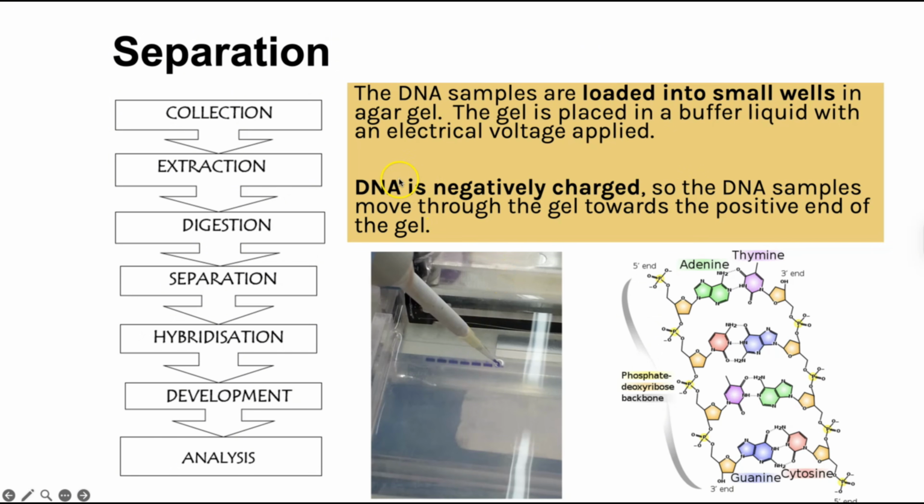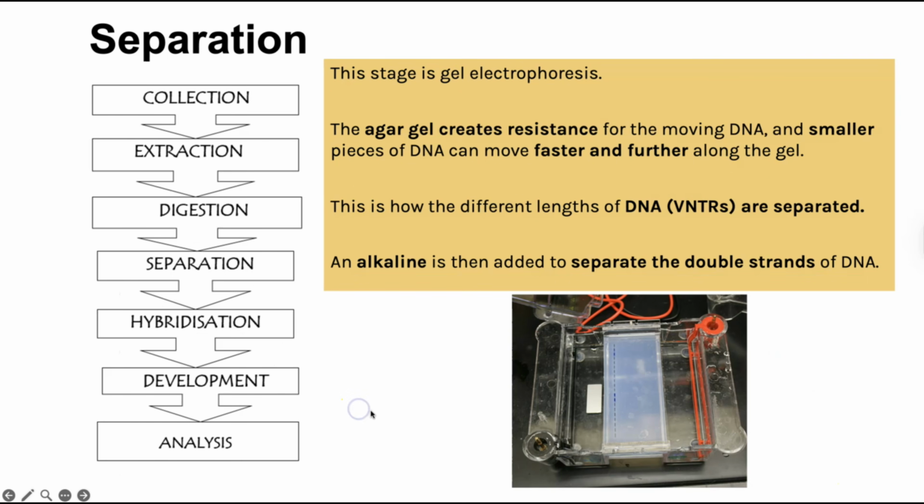And the reason that it moves is, first of all, DNA is negative and it's attracted to the positive end, but it moves different distances because of how many DNA bases there are. The bigger a DNA base sequence, the heavier it is, so it's not going to move as fast or as far. If it's a shorter piece of DNA, fewer DNA bases, and that means it's lighter, so it can move through the gel much faster and it'll get further along.